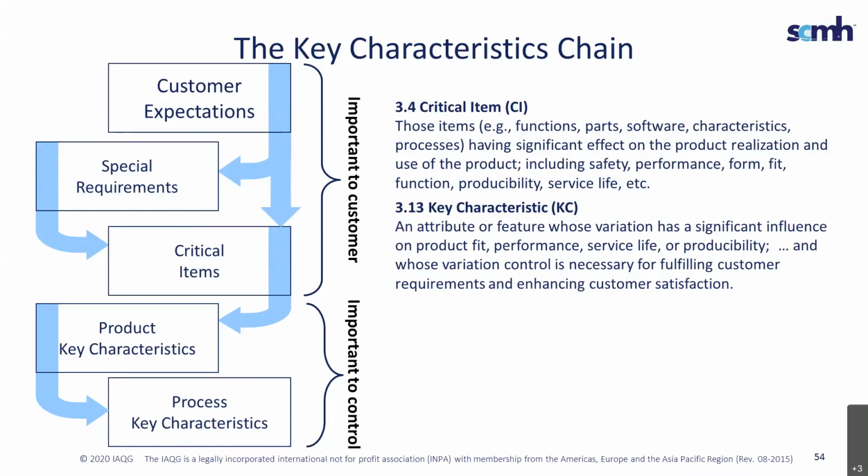From there, you establish critical items. This is the first time where we see the CI indicator come in. And you can see from the definition, these are items that have significant effect on product realization and use of the product.